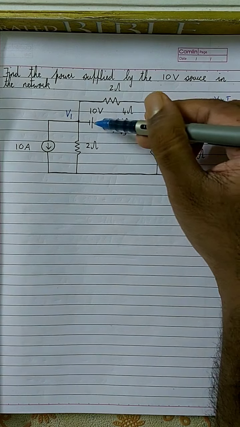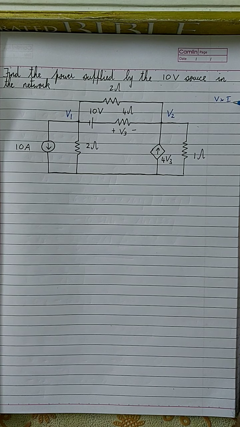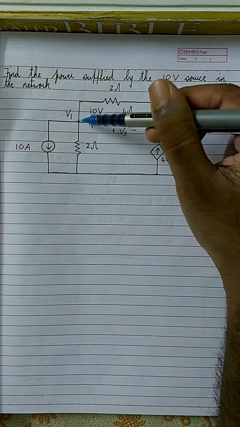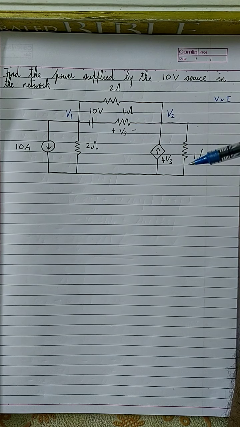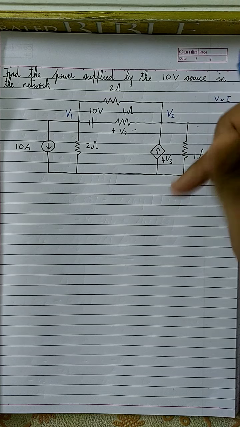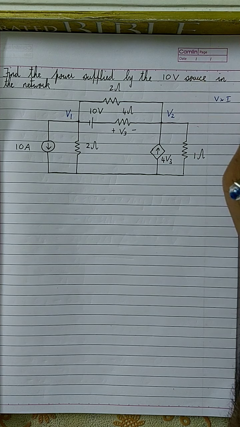V is already given, that is 10 volt. So what you need to find is the current, which means the current through this branch. So you need to find the node voltages V1 and V2, okay? And why are we applying node analysis? What happens if we apply mesh analysis?